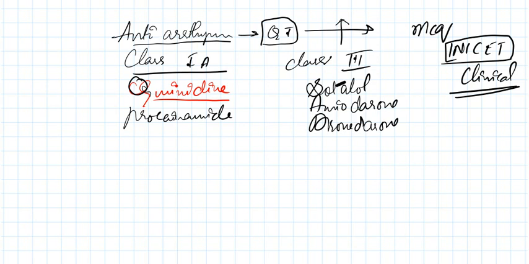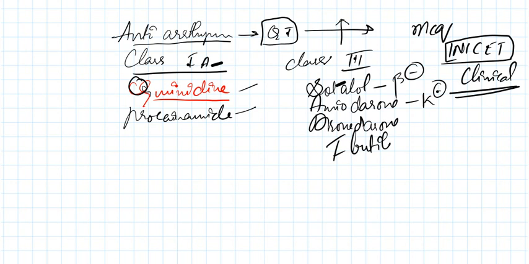So, there are two classes, class 1A and class 3. In class 1A, there are three drugs: quinidine, procainamide and disopyramide. In class 3, you will get sotalol. What is sotalol? It's a beta blocker. Amiodarone, it's a potassium channel blocker. Dronedarone, dofetilide, ibutilide.